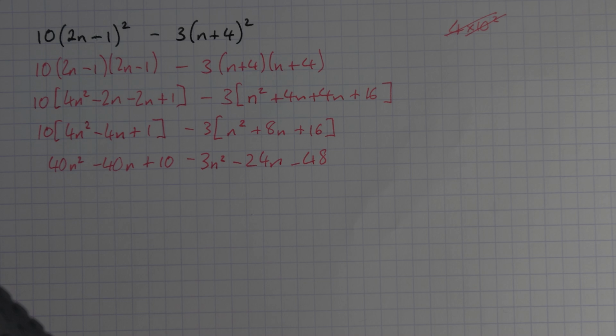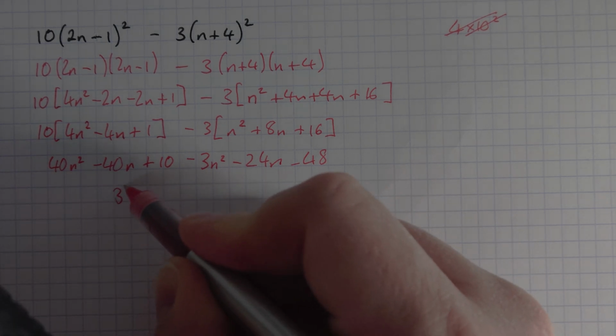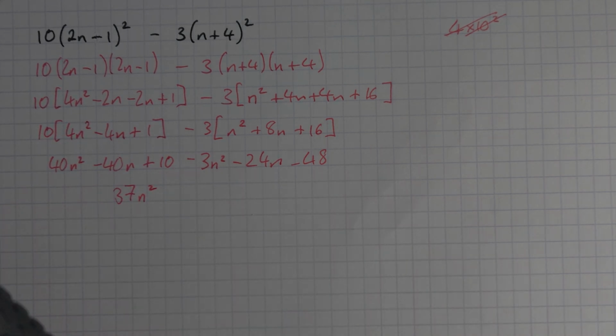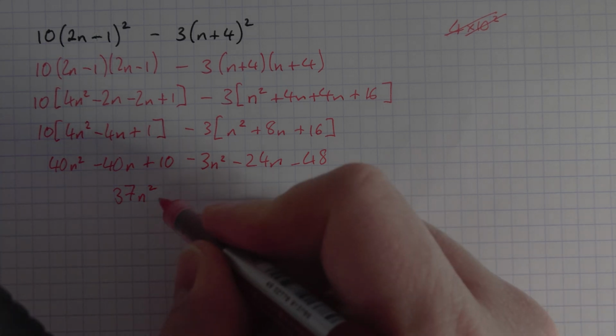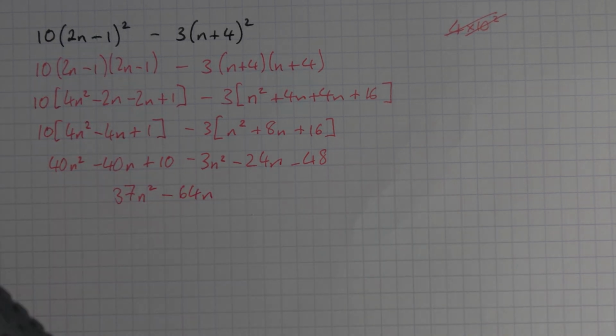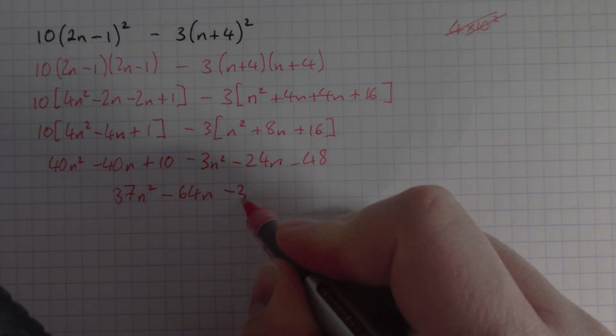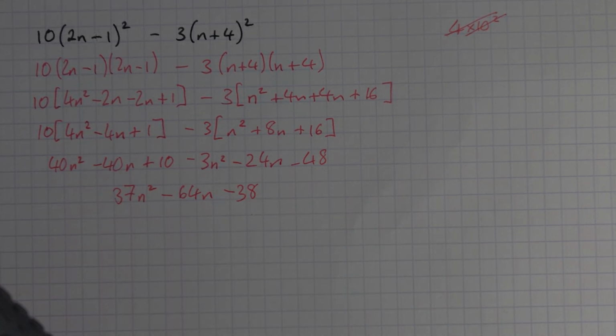And now I can collect like terms. Looks like this time nothing's going to disappear completely. It looks like I'm going to have n squared, n's, and numbers left at the end. So 40n squared, take away 3n squared is 37n squared. So I've dealt with the n squareds now. Minus 40n, take away another 24n is minus 64n. And finally, positive 10, take away 48, minus 38. And I'm done.